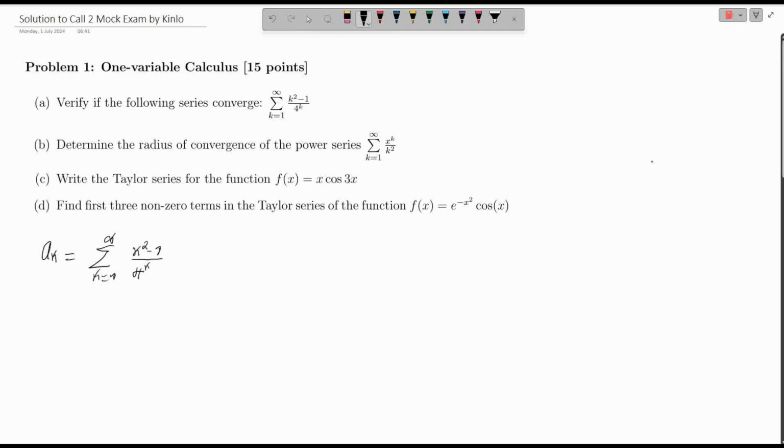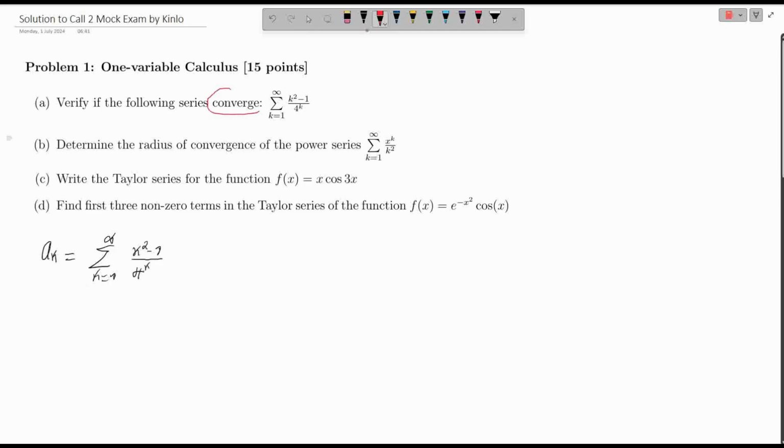Notice that I've named it a_k, and the reason is that our series is in terms of k. If our series was something like (x squared minus 1) divided by 4 raised to the power x, then our definition would be a_x. This is just a variable, and you can name it anything you want. It can even be f of k, b of k, and so on. In this case we're going with a_k, and the question says verify if the following series converge. Now a new term comes in: converge.